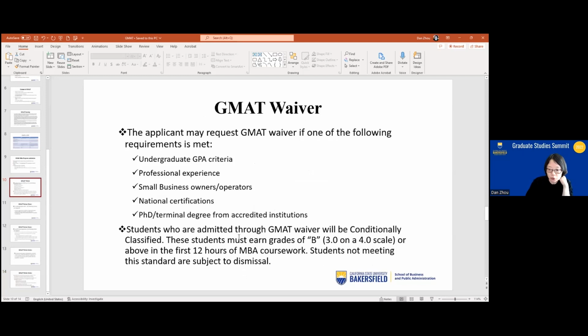But if the GMAT is waived, you will be conditionally admitted, so it's conditional classified. For those conditionally classified, you need a grade of B or above for the first 12 hours of MBA coursework, equivalent to the first 4 MBA courses. Then after you meet this requirement, the conditional classified status will be converted into classified. This is about GMAT waiver for our MBA program at CSUB.